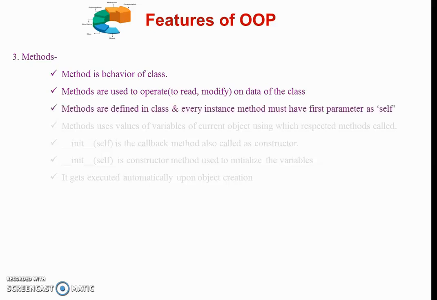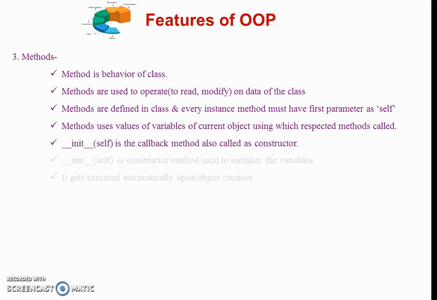Methods are defined in a class and every instance method must have its first parameter as self. A method uses the values of variables of the current object using which the respective method is called. The init method with a self parameter is known as a class constructor, and it is used to initialize the variables. It gets executed automatically when an object is created.